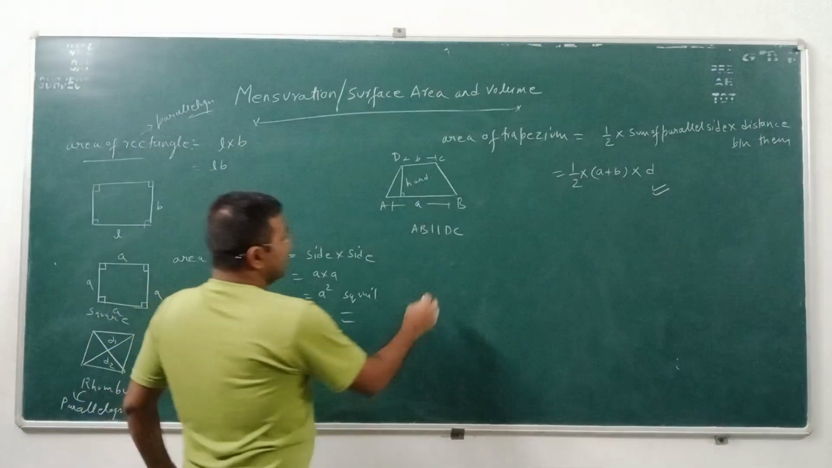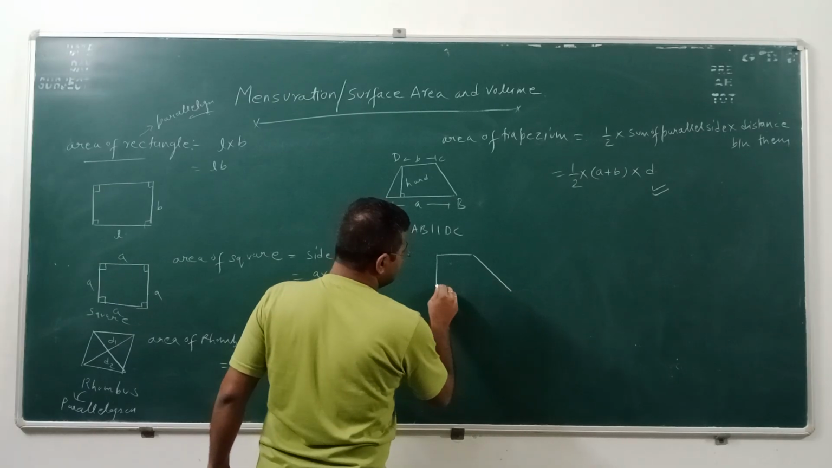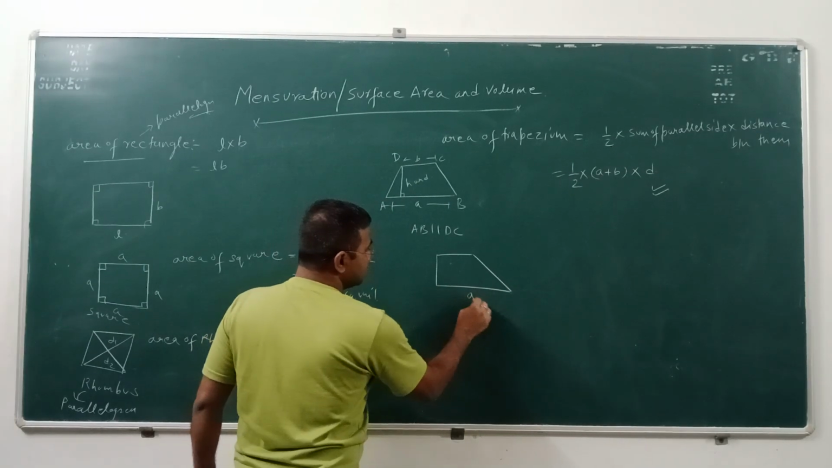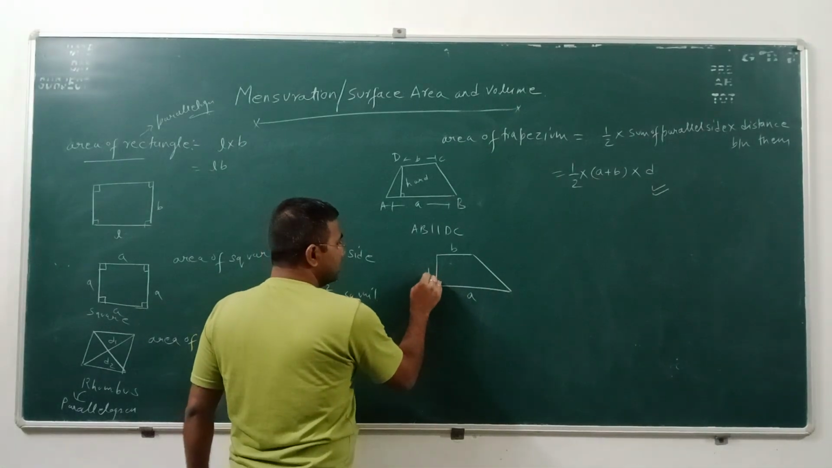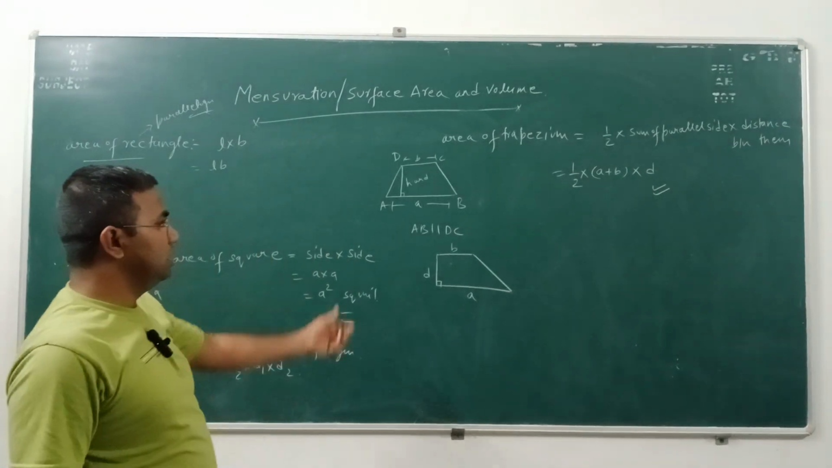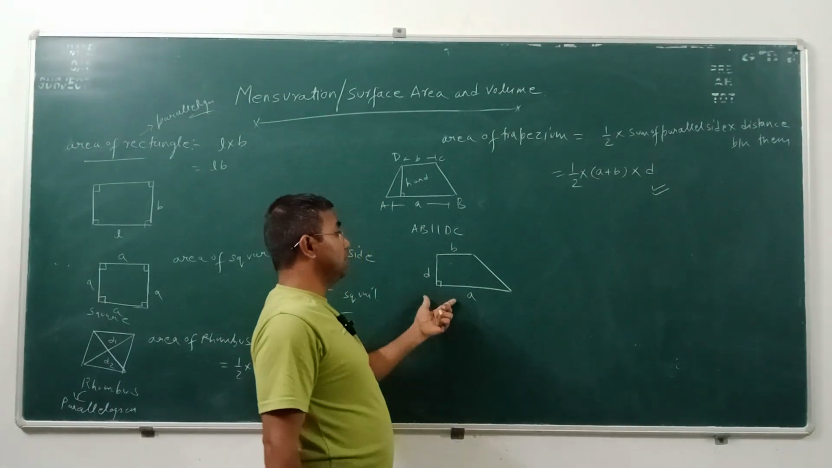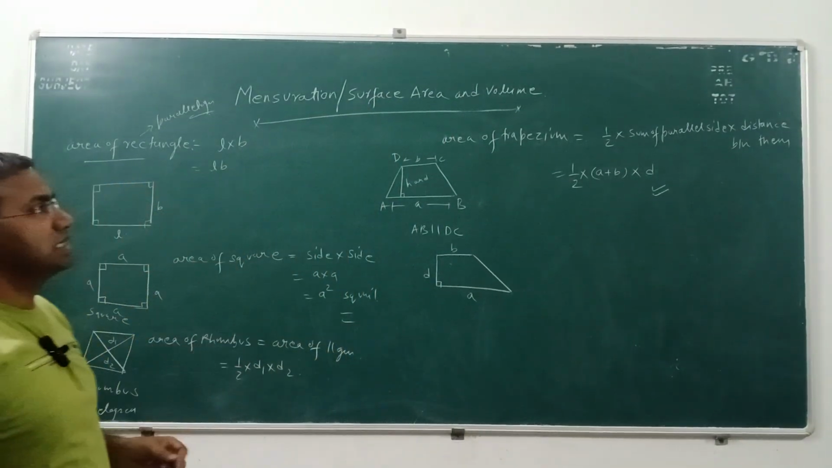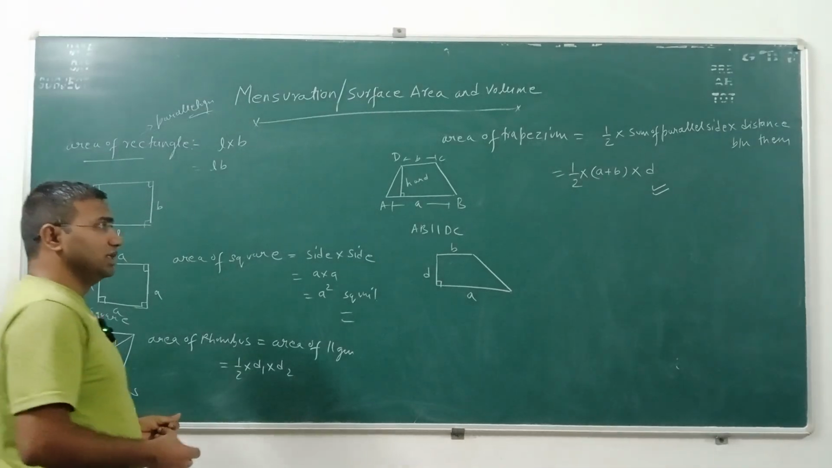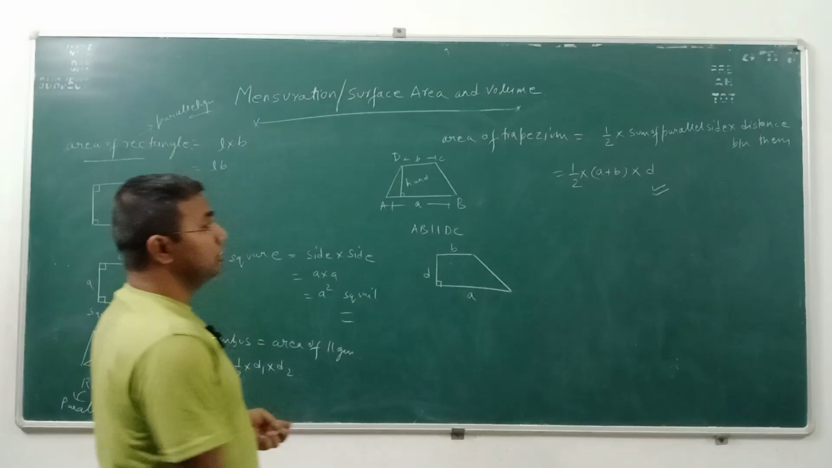Okay. Now see here, a trapezium can be made like this also. Okay, so this a, b are the parallel sides, and this is the distance between them. Then you can calculate the area of a trapezium of this type of figure also by the same formula. Okay, half into sum of parallel sides into distance between them. So I hope you have understood how you will calculate the area of a trapezium.